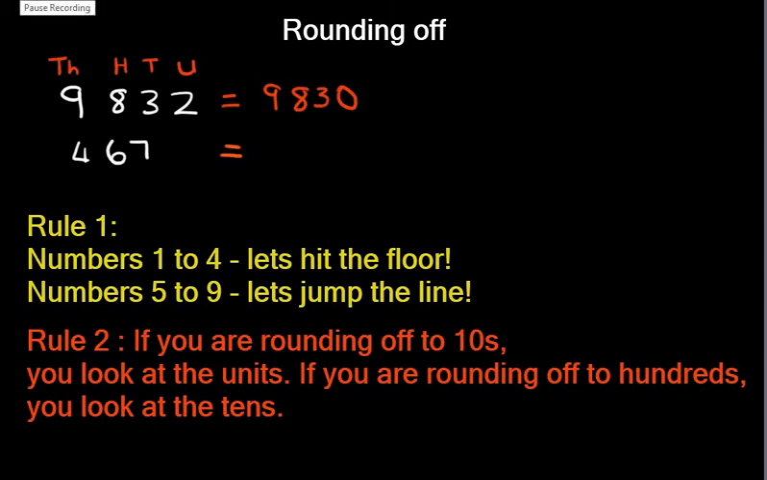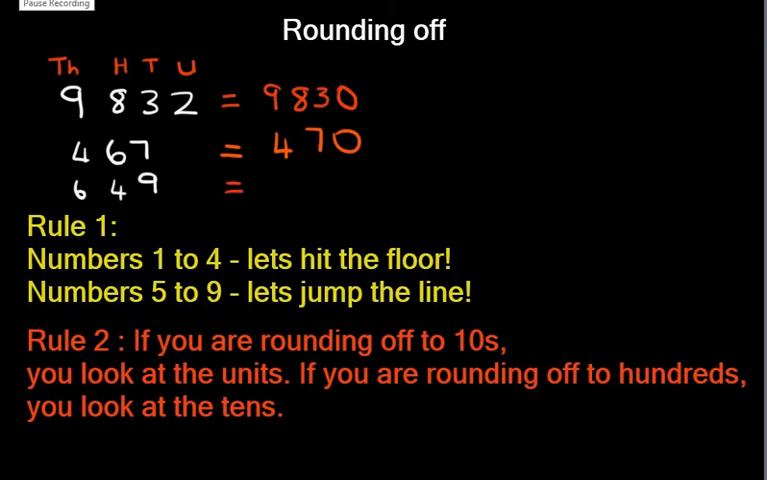Let's round 467 off to tens as well. Look at number 7. Where does it lie? Does it lie between 1 and 4, or does it lie between 5 and 9? It lies between 5 and 9. And what do we need to do? We need to jump the line. What does that mean? It means we are going to move up or we are going to round up. What will your answer be? Can you tell me? Did you say 470? That's absolutely correct. Well done. Let's do one more where we are rounding off to 10.